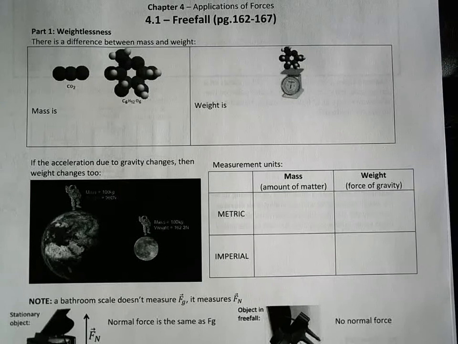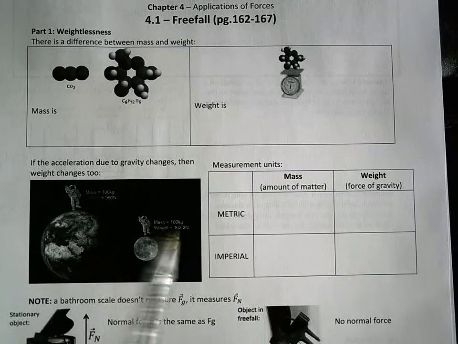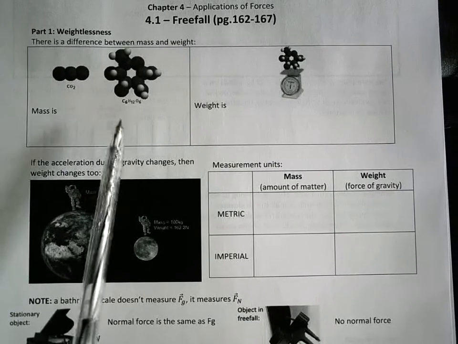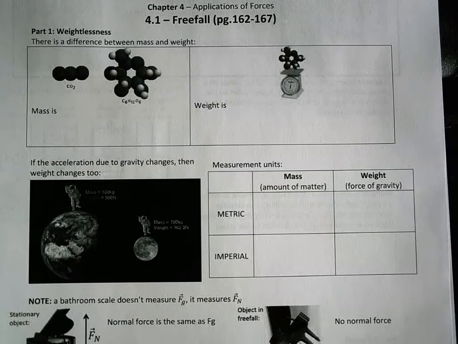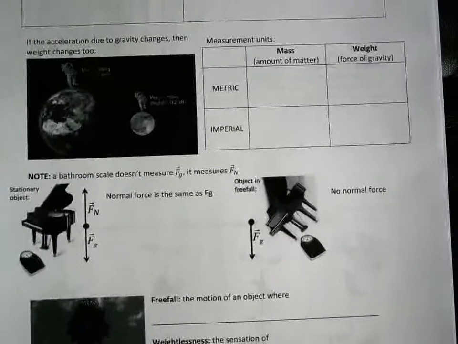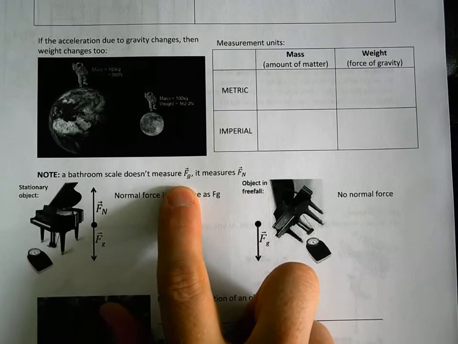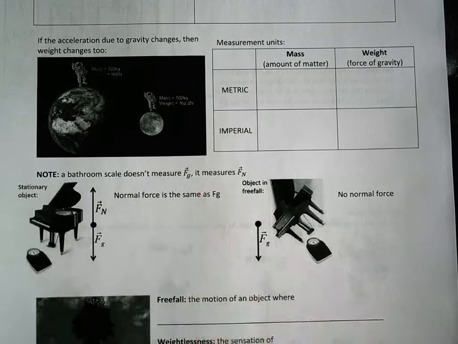Today we're going to be going through lesson 4.1, which is all about free fall. This is actually kind of a tricky lesson. There's a few tricky concepts here. Make sure you spend a lot of time going through the slides, making sure you understand these concepts. First is the difference between mass and weight. They aren't the same thing. The second is that a bathroom scale measures the normal force, not the force of gravity, and that's going to be important when we look at the two problems later.